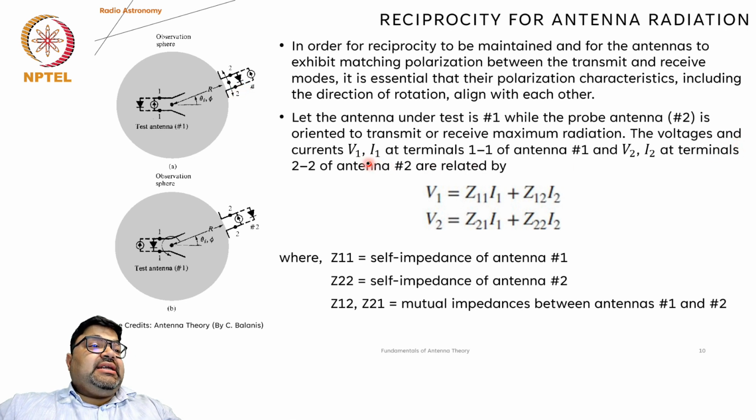The voltages and currents V1, I1 at terminals 1-1 over here, and V2, I2 at terminals 2-2 over here, are related by V1 = Z11 I1 + Z12 I2, whereas V2 = Z21 I1 + Z22 I2, where Z11 and Z22 are the self-impedances of antenna 1 and antenna 2. Z12 and Z21 are the mutual impedances between antenna 1 and antenna 2. Okay.